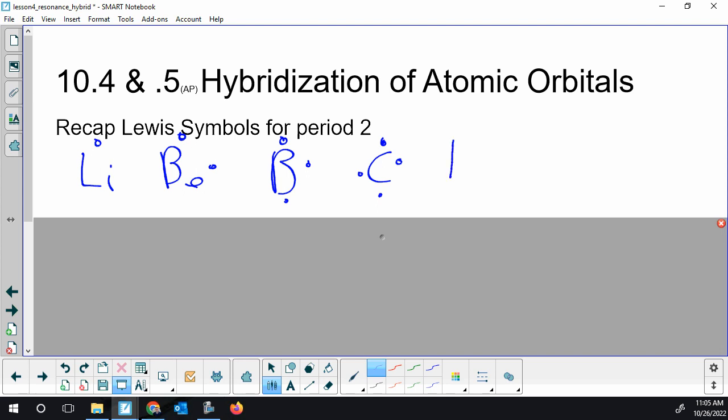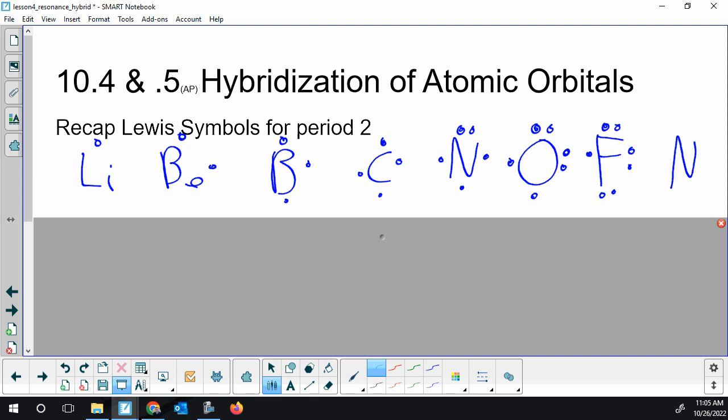Then we get to nitrogen, and finally we start getting some lone pairs. Oxygen has 6. Fluorine has 7, 3 pairs and a single. Where you put the single doesn't matter. And then finally we get to neon, our noble gas that has full s and p orbitals.